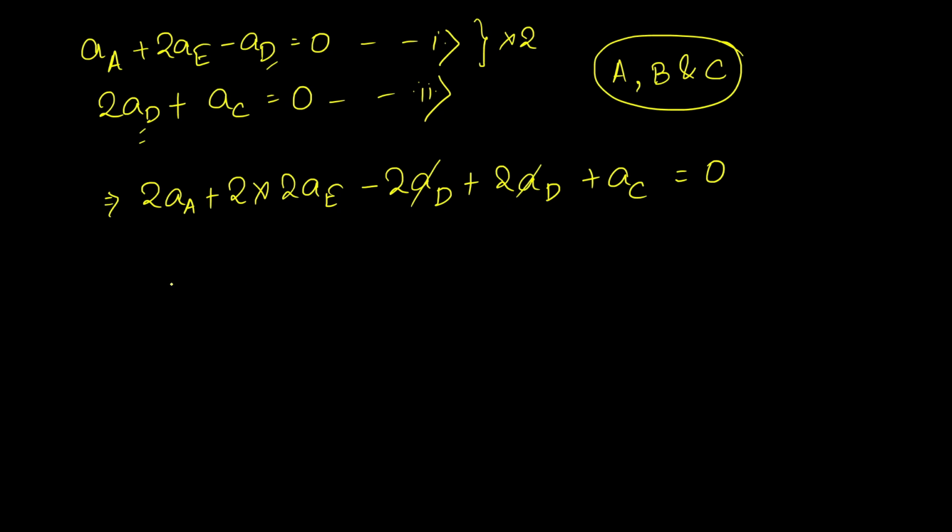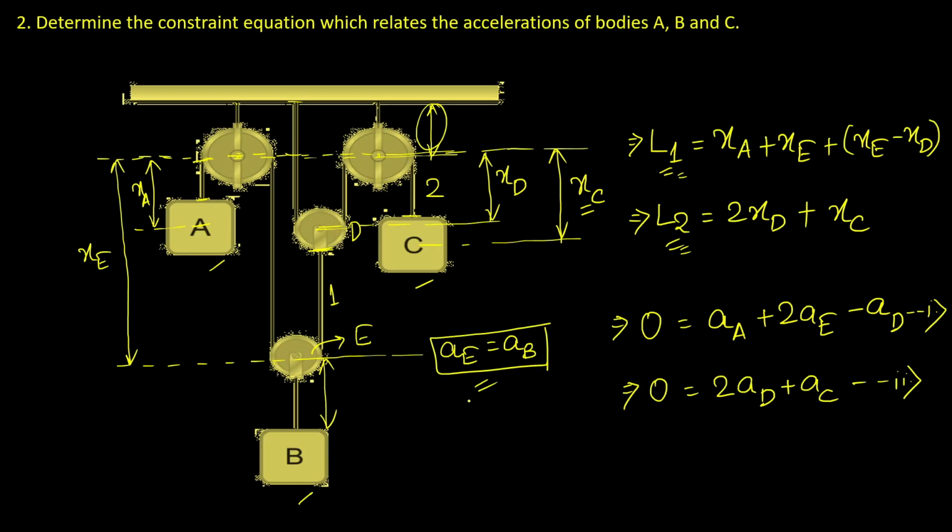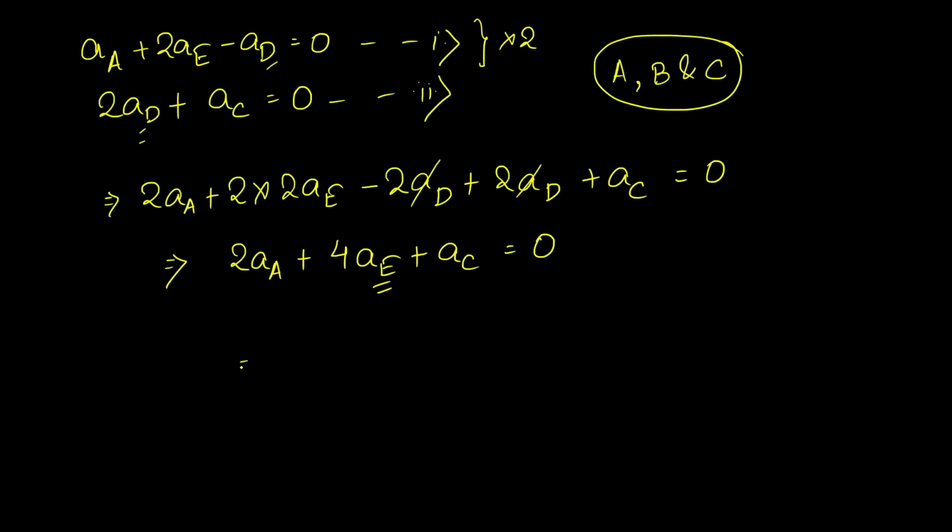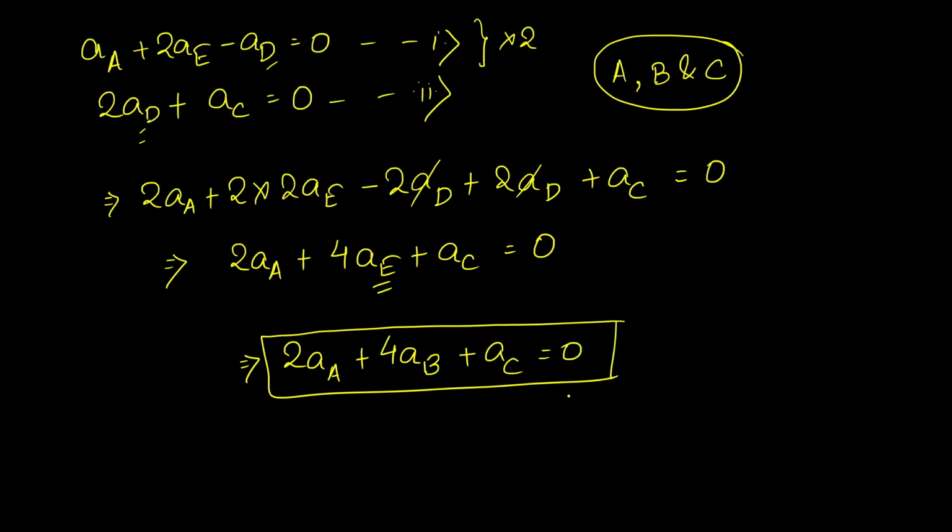So this and this cancel out. So that will be 2AA plus 4AE plus AC, that will be equal to 0. But AE is equal to AB. That we have already discussed, that AE is equal to AB because of the same string connection. So 2AA plus 4AB plus AC is equal to 0. And this is basically the constraint equation which relates the accelerations of A, B and C. So this is the longer method.